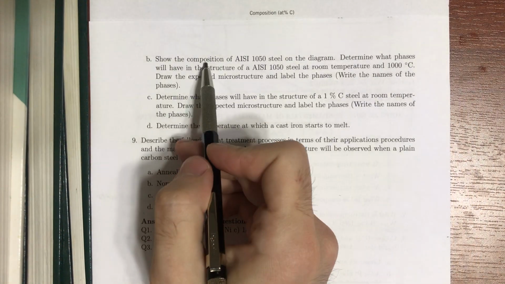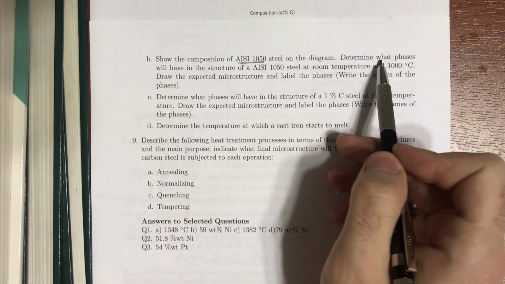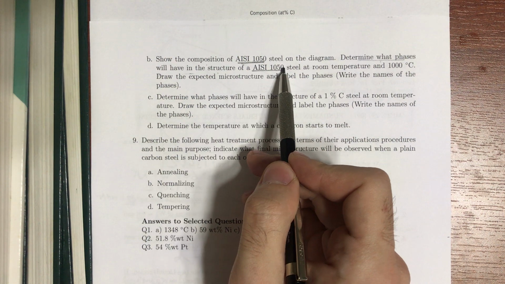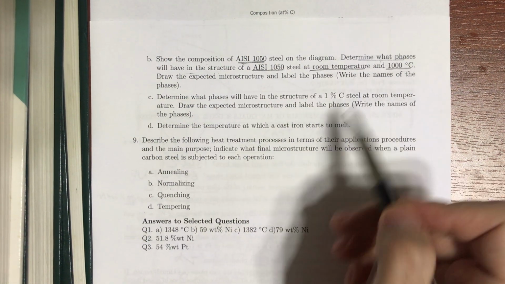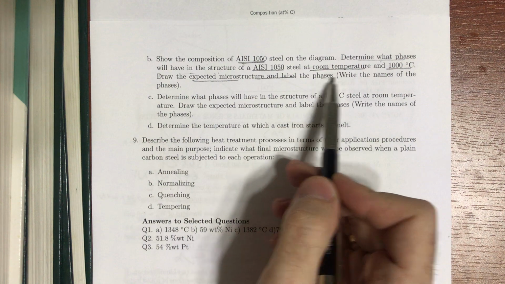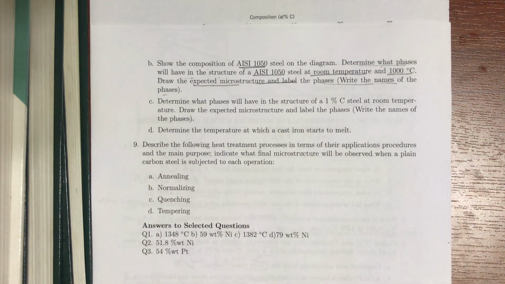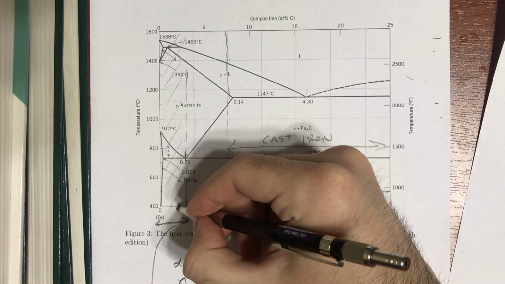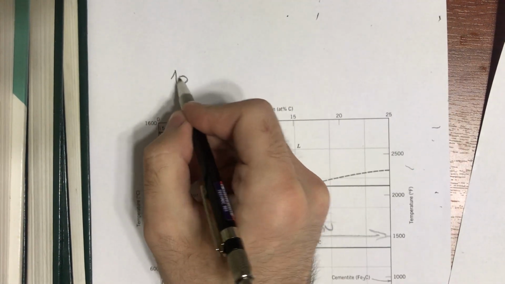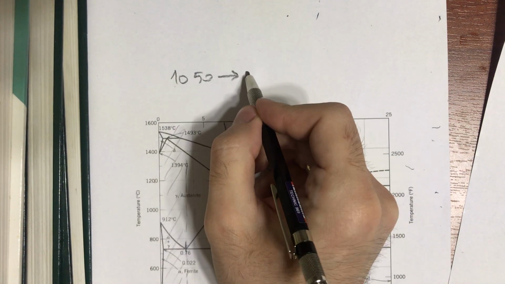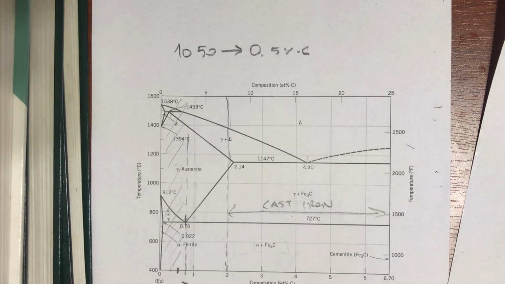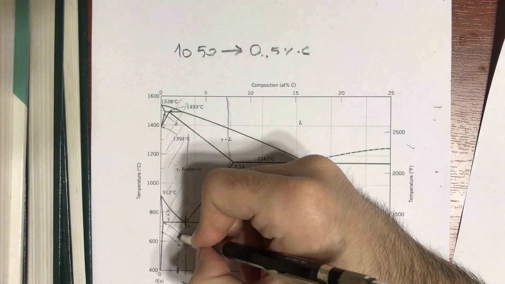Part B, show the composition of AISI 1050 steel on the diagram. Determine what phases will be in the structure of AISI 1050 steel at room temperature and 1000 degrees. Draw the expected microstructure, label the phases, write the names of the phases. So 1050 steel, 1050 means 0.5% carbon.